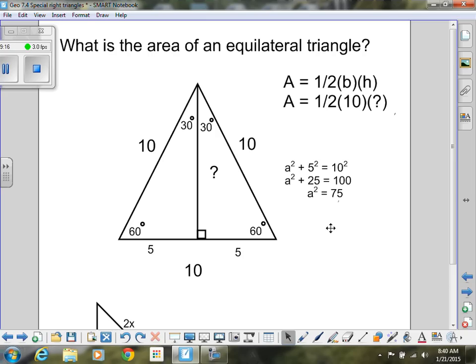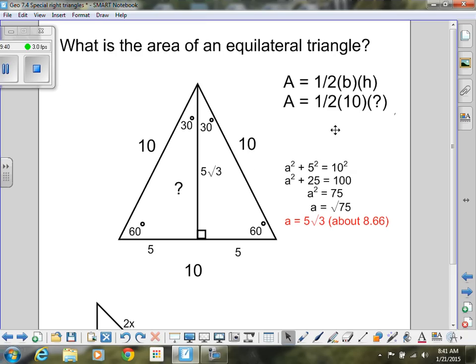Now remember, we're trying to solve for a, so I've got to take the square root. So I'm going to get the square root of 75. So again, if I do that on my calculator, my yellow calculator is going to give me the answer of 5 root 3, which comes out to be about 8.66. All right, so I know that this height is just 5 times the square root of 3, or 8.66.